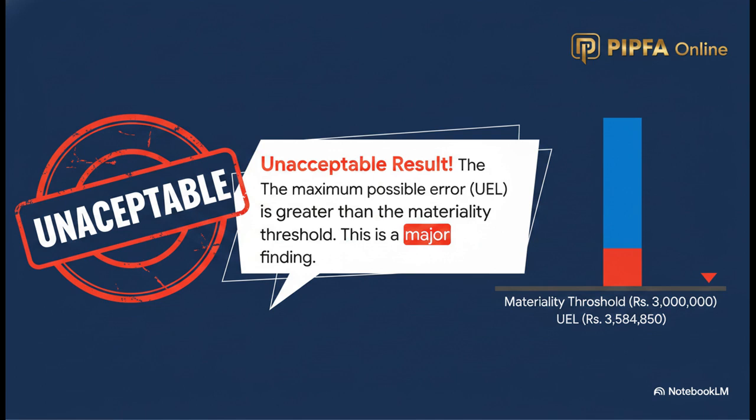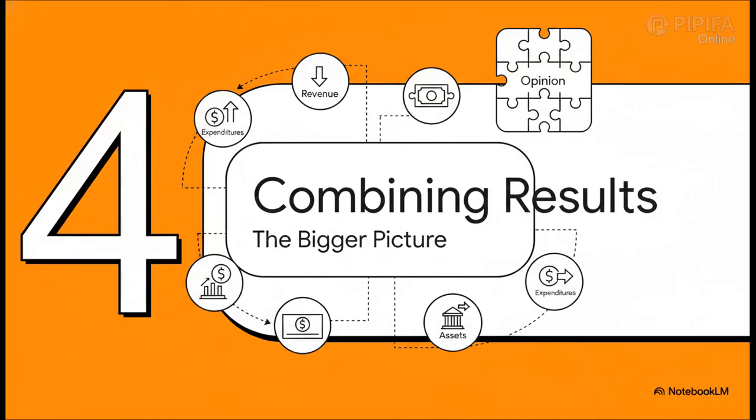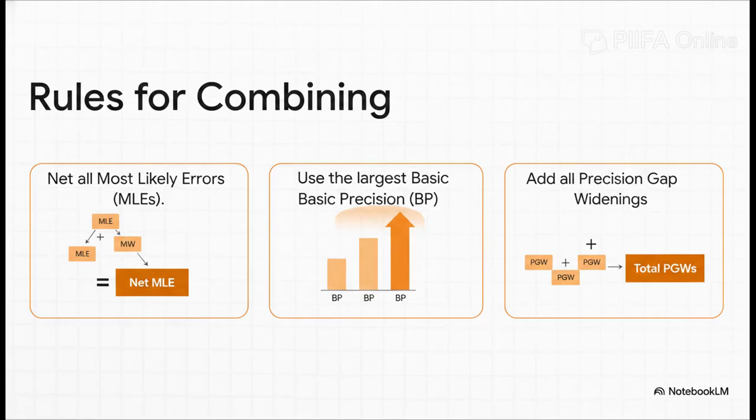According to the Financial Audit Manual, this is a flat-out unacceptable result. The auditor simply cannot conclude that this part of the financials is clean. But remember, an audit isn't just about one line item. Auditors have to combine the results from all the different areas they test, revenue, assets, other expenses, to see the whole picture and form an opinion on the financial statements as a whole. And the FAM has some very specific and frankly, very conservative rules for doing this.